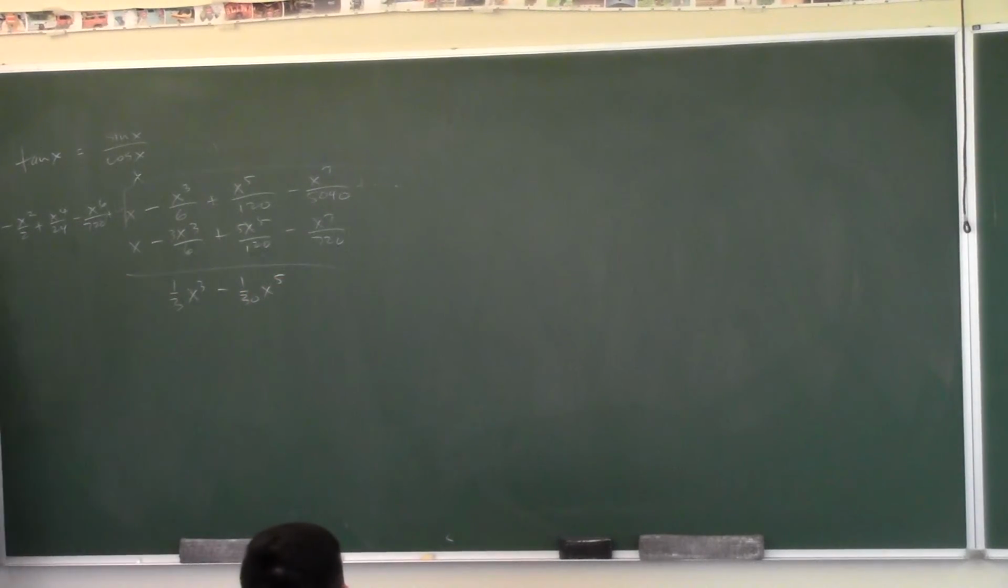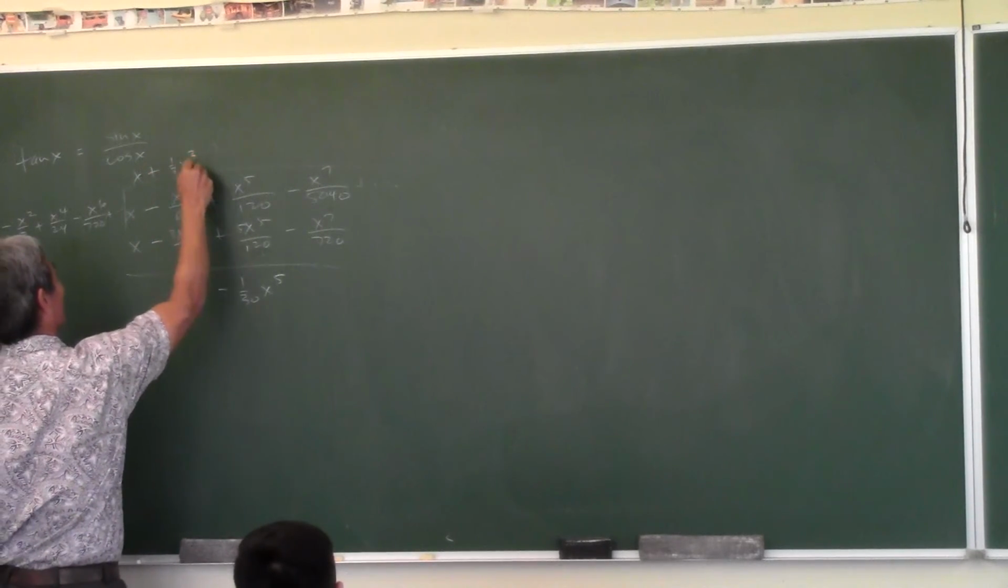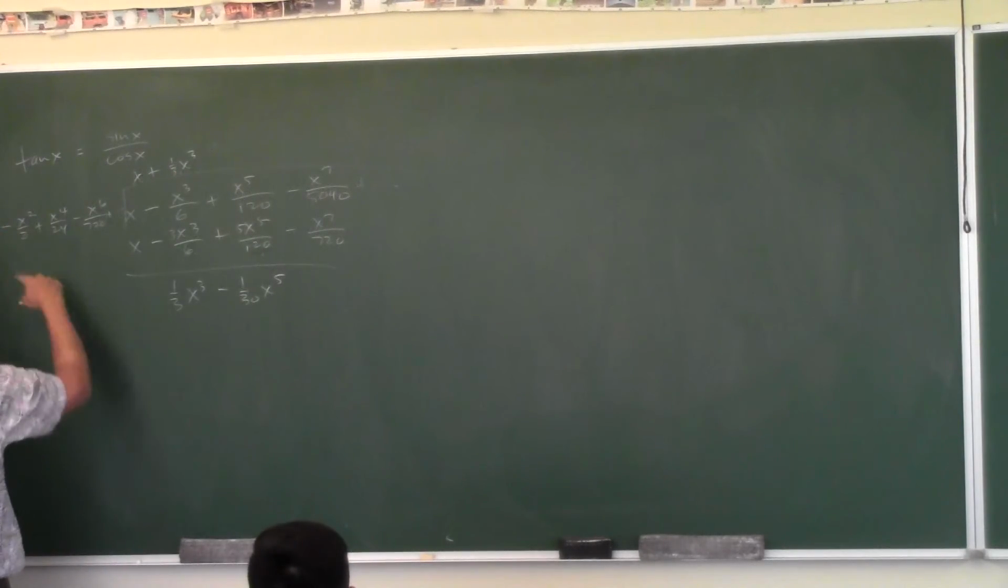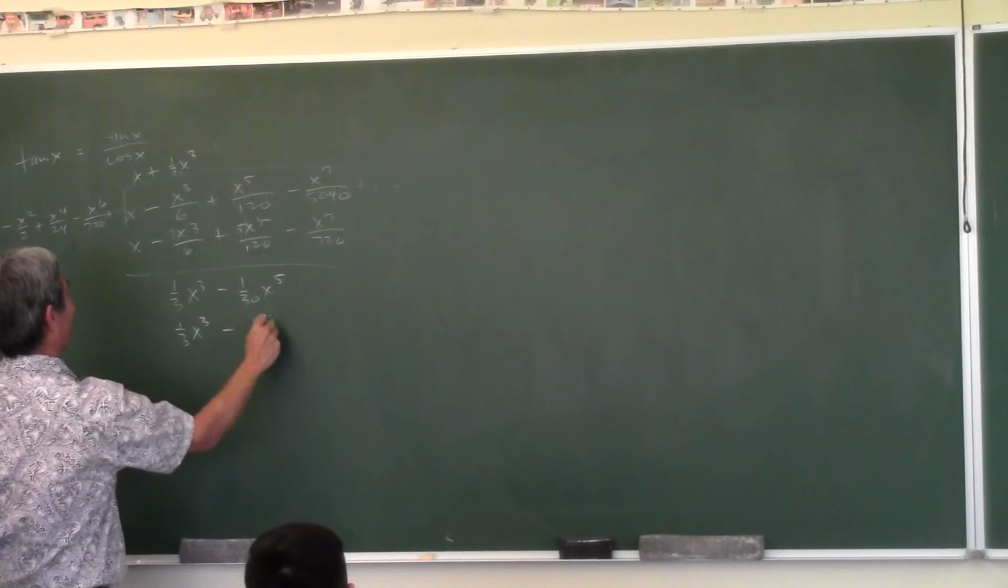Okay, now do the process all over again. 1 goes into that how many times? 1/3. 1/3 x cubed. Okay, so multiply that times the divisor. 1/3 x cubed, we just gotta go one more, minus x to the 5 over 6.